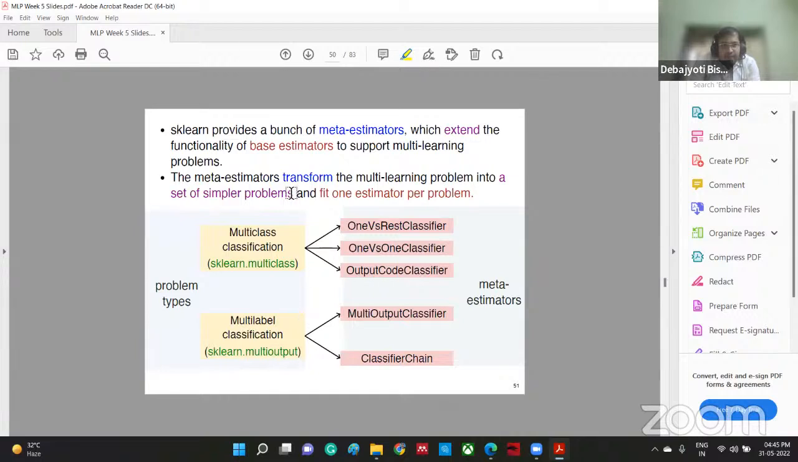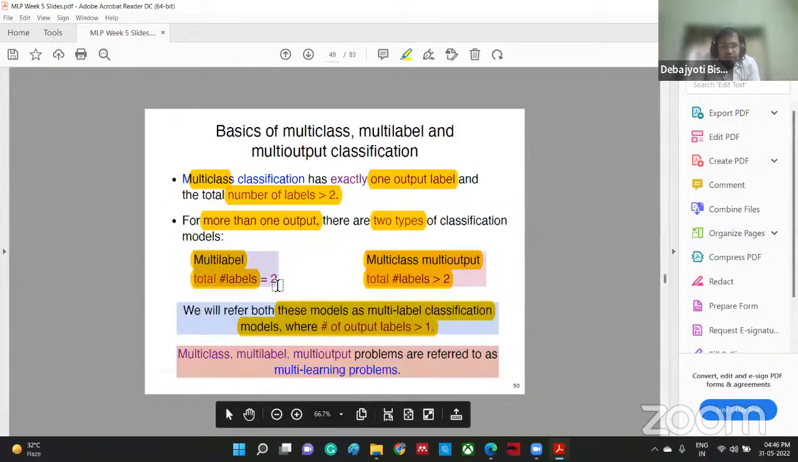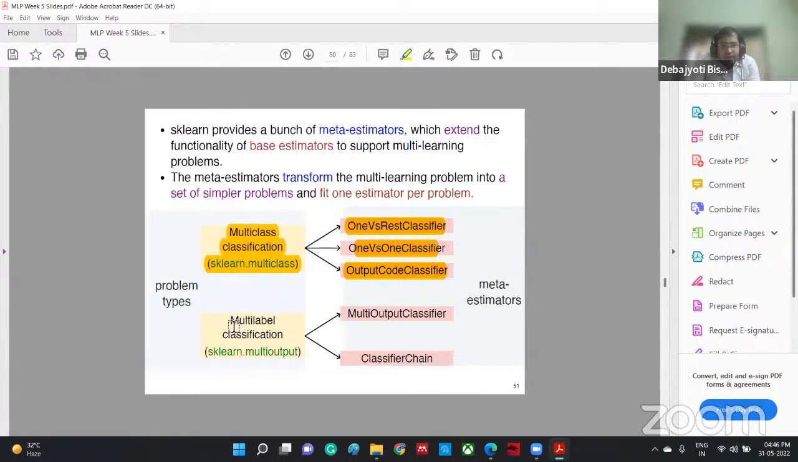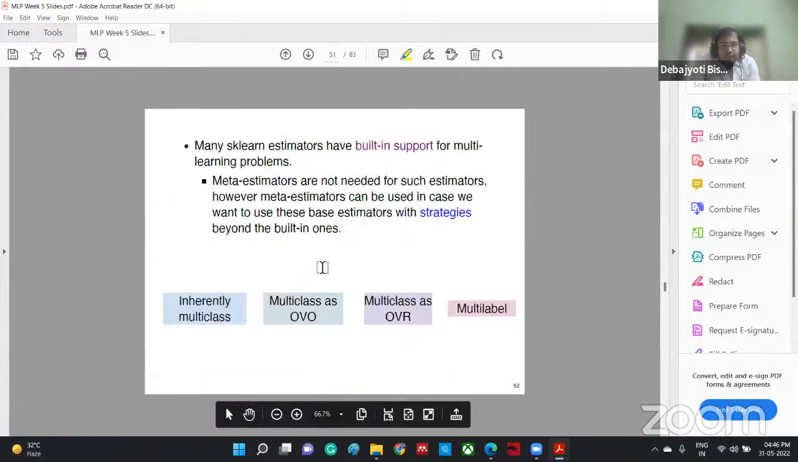So again, sklearn provides a bunch of meta estimators which transform the multi-learning problem into a set of simpler problems. So we have multi-class classification, which comes from sklearn.multiclass. It has some classifiers: one is one versus rest, one versus one, and output code classifier. And for multi-label classification, what is multi-label? Again, multi-label is total number of labels equals 2. And for multi-class, we have number of labels greater than 2. And for multi-class multi-output, we have total number of labels greater than 2. So for multi-label classification, we have multi-output and classifier chain. And we have inherent multi-class as one versus one, one versus rest, and so on.